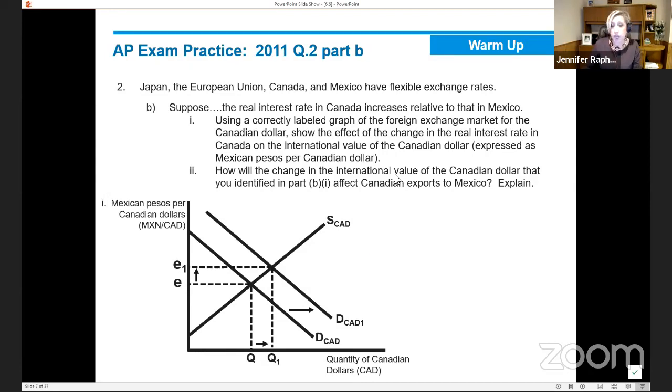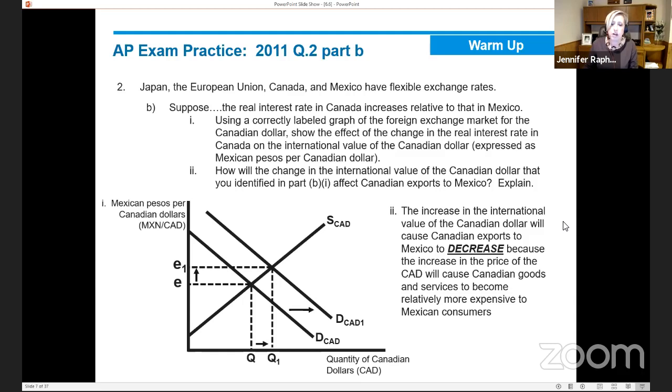Now, based on that change in the international value of the Canadian dollar, how is that going to affect Canadian exports to Mexico? Explain. So if Canadian dollars get more expensive, then the things that you purchase with Canadian dollars, like Canadian goods and services, are going to get more expensive. So just use some reasoning and some logic here. Once you've determined what happens to the currency, the rest of it should be pretty intuitive.